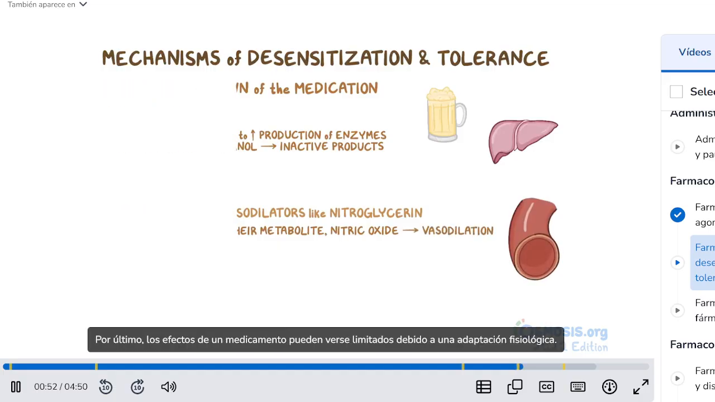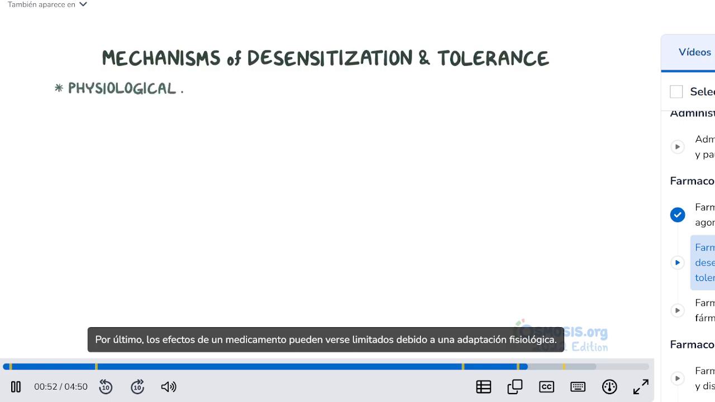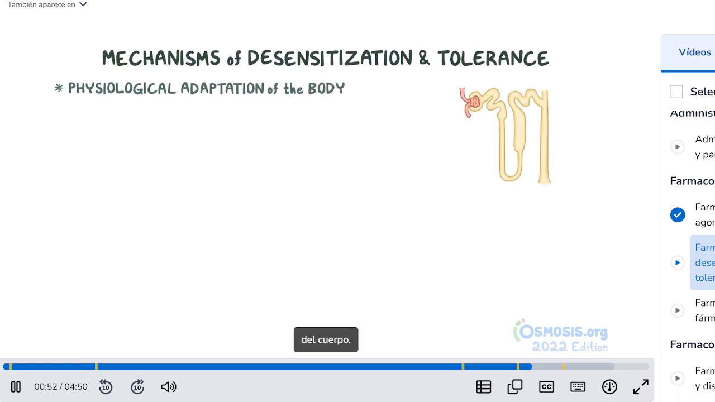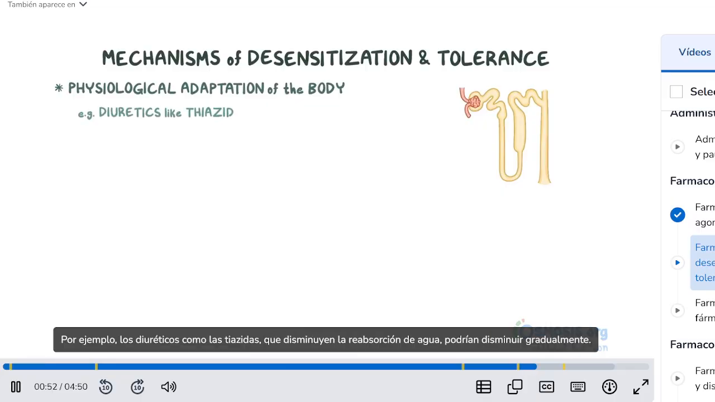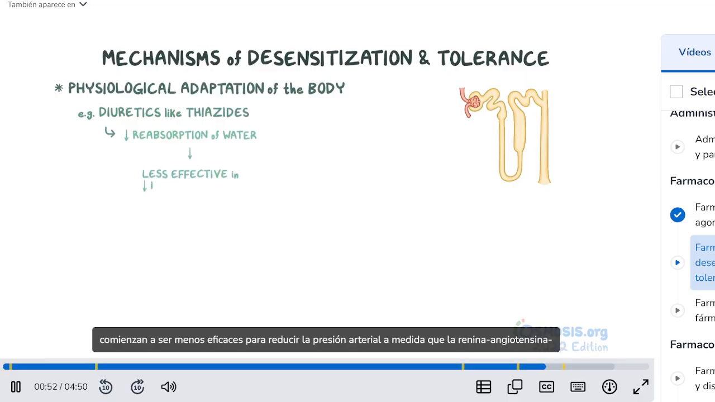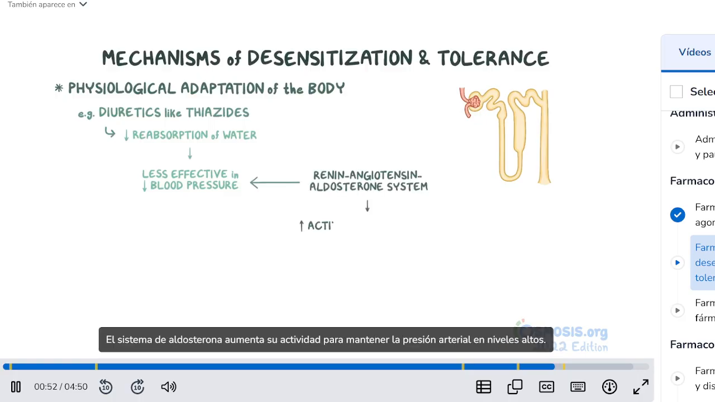Lastly, the effects of a medication may be limited because of a physiological adaptation of the body. For example, diuretics like thiazides, which decrease reabsorption of water, could gradually become less effective in lowering blood pressure as the renin-angiotensin-aldosterone system increases its activity to maintain the blood pressure at high levels.